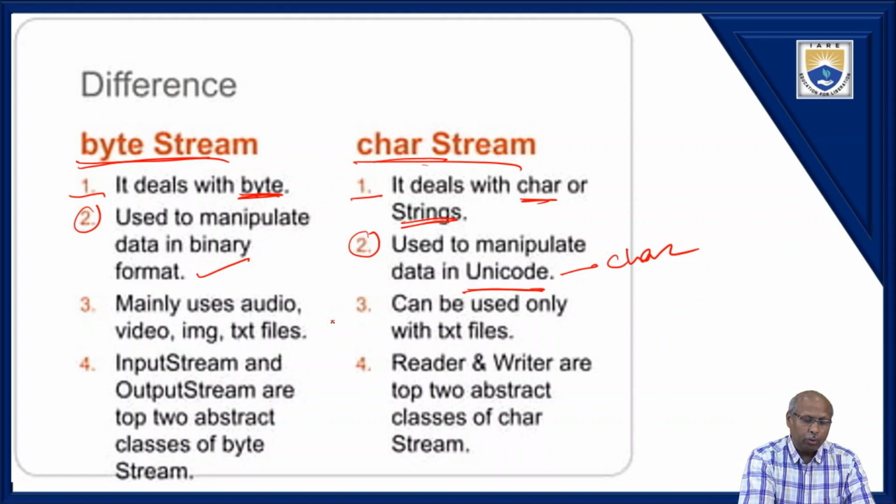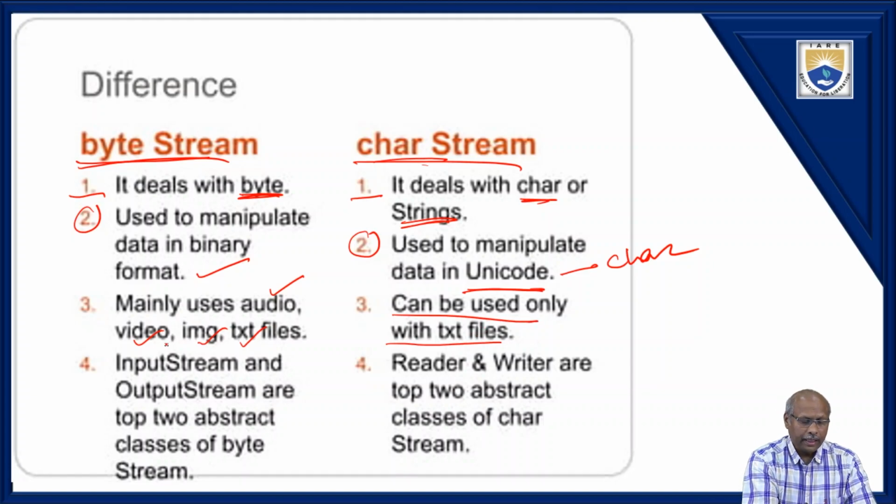Byte stream is mainly useful to deal with audio files, video files, image files, and some text files also. Byte stream will allow you to do some manipulation on an audio file, a video file, an image file or a text file. So whenever you are dealing with sound, image or video, or even text, you can use byte stream classes. Whereas whenever you are dealing with only text files, that means generally text files are written using only characters, there you can use character stream classes.